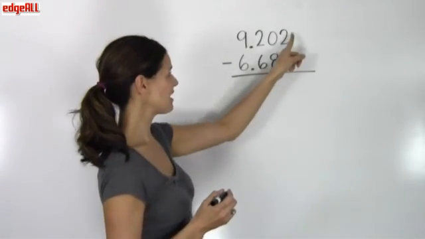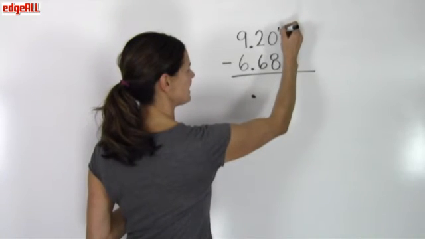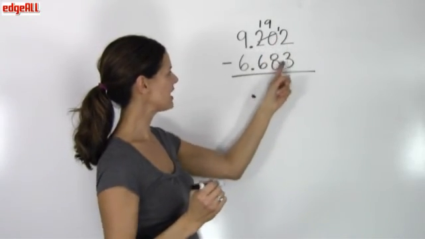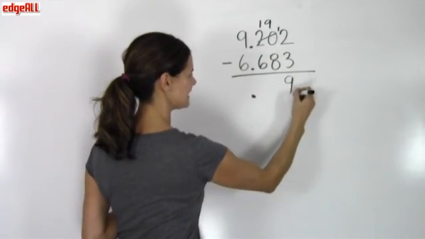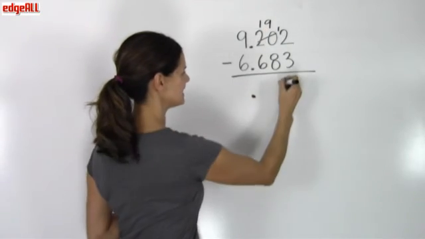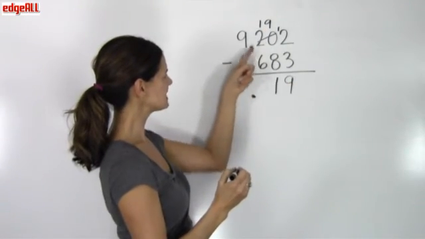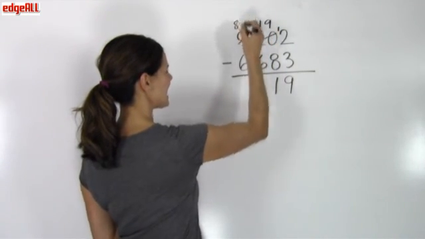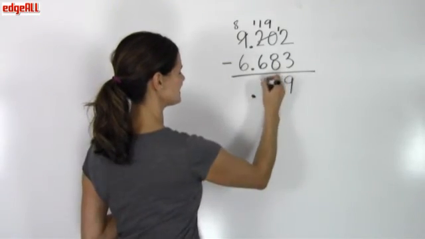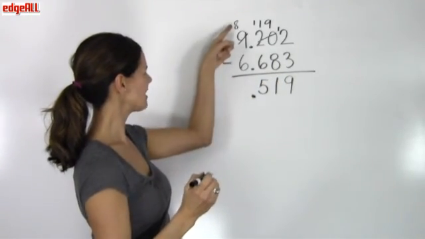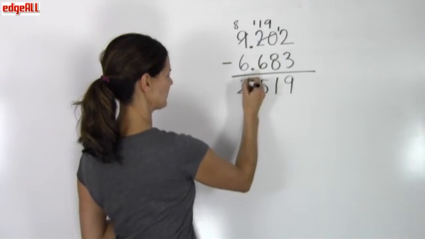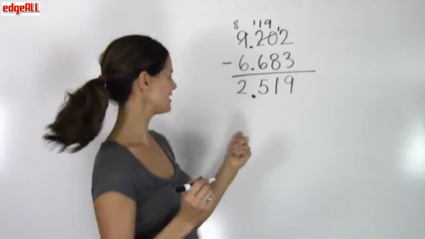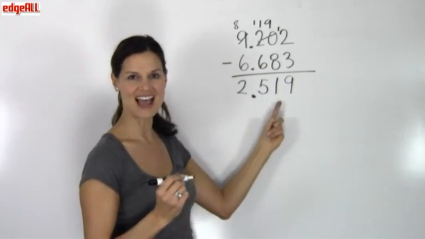So 3 away from 2, I need to borrow 1 here, so I'm going to make this 20 and 19, and 12 minus 3, or 3 away from 12 now is 9, 8 away from 9 is 1, 6 away from 1 I can't do, so I need to borrow 1 again here, make this 9 and 8. 6 away from 11 is 5, and 6 away from 8 is 2. So 9.202 minus 6.683 equals 2.519.